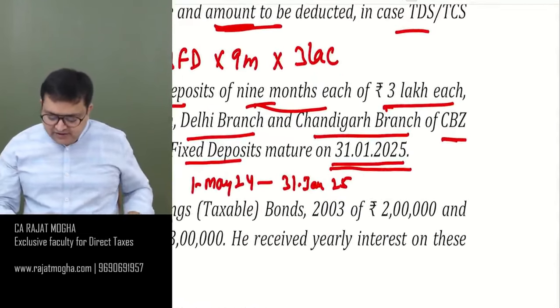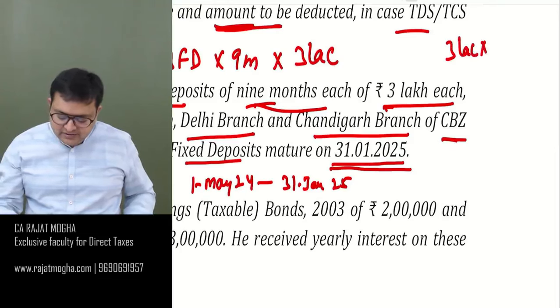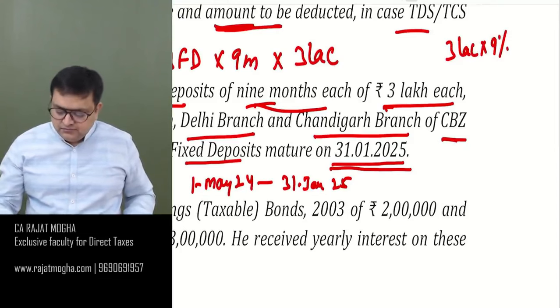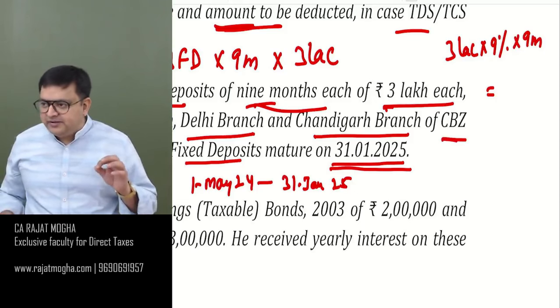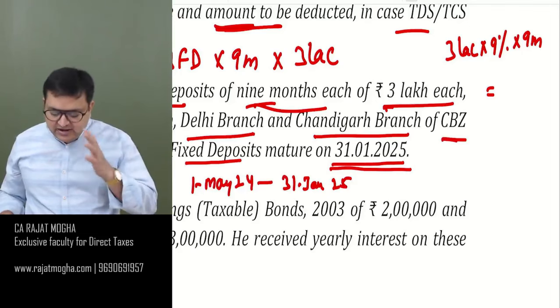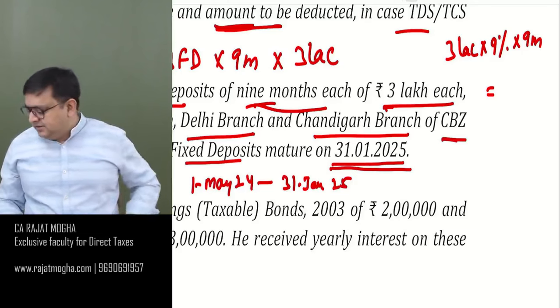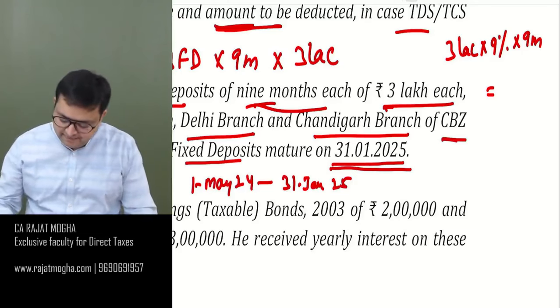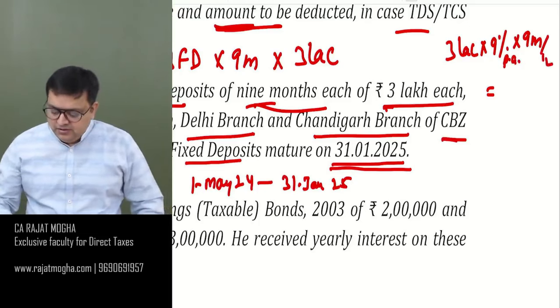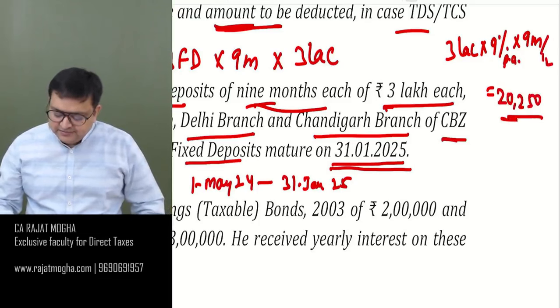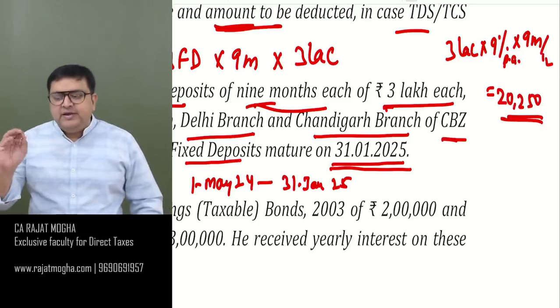So on one FD, 3 lakh rupees into 9% into 9 months. Can you tell me on one FD? 3 lakh into 9% divided by 12 into 9. 20,250. 9% per annum it is. So 9 by 12 you will have to do. 20,250 guys. Okay.